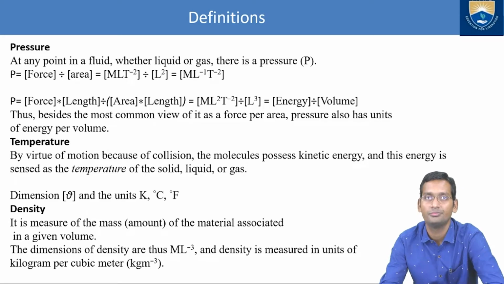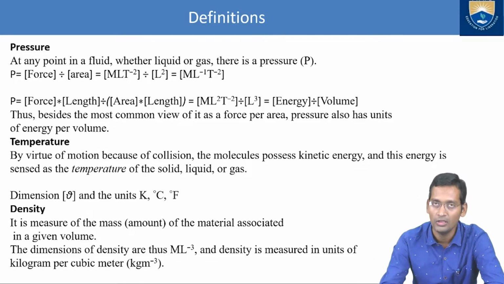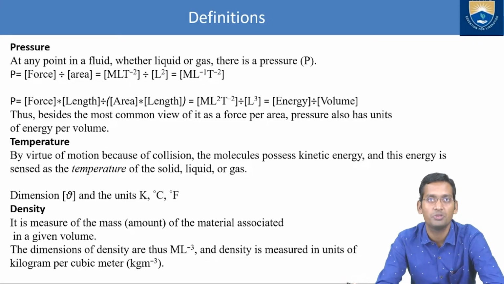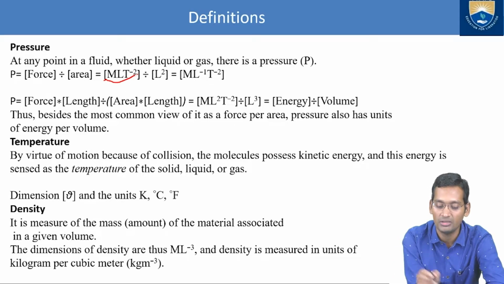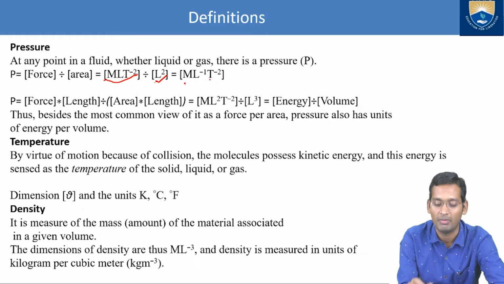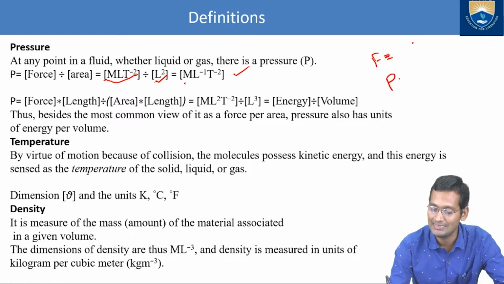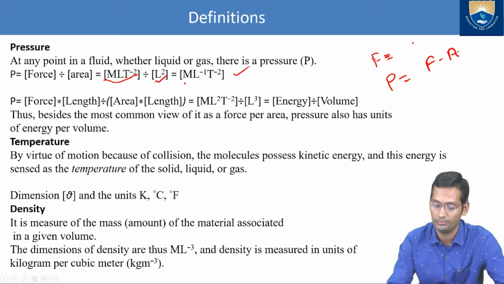Now come to the definition. So let's start with the pressure. Just I derived pressure is what? It's a force per unit area, or force divided by the area. So force dimension, what was there? Just now we derived M L T minus 2. Area is L square. So once we divide, what we will get? M L minus 1 T minus 2. That we derived.